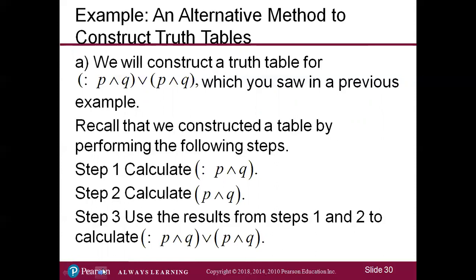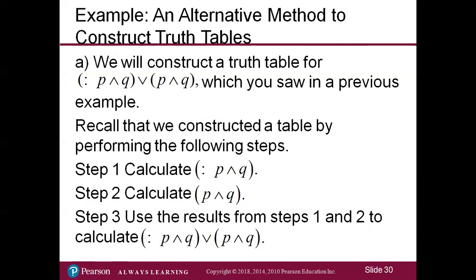Oh, let me start over. What we're doing now is the alternate method to construct a truth table. So we're going to look back at a compound statement we constructed where we broke it into 3 steps, and we're going to look at a different version for forming truth tables. You're welcome to choose whichever is most comfortable for you.